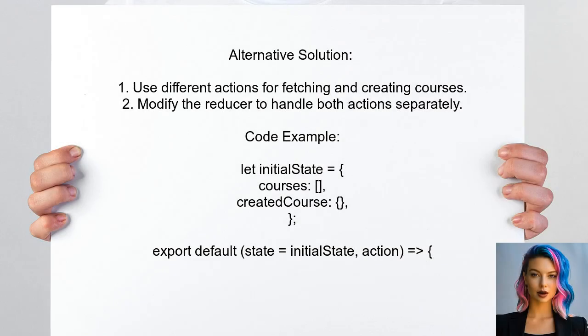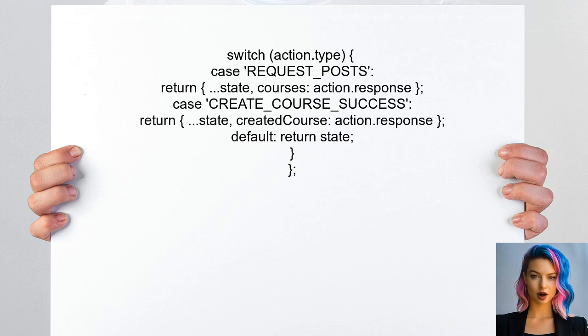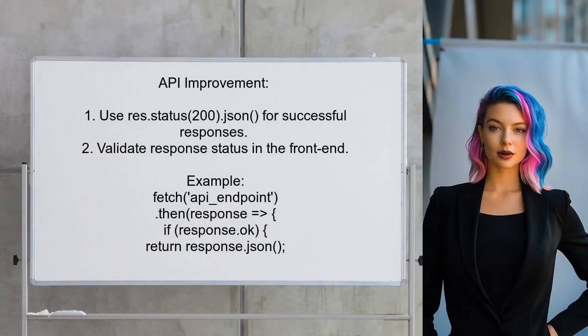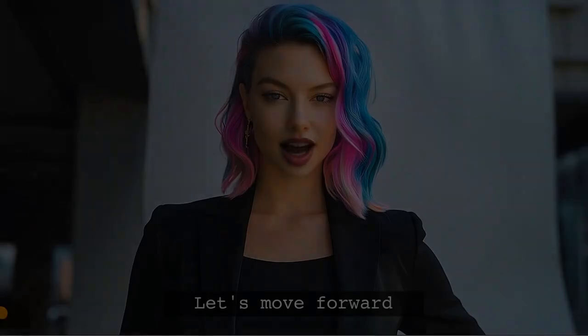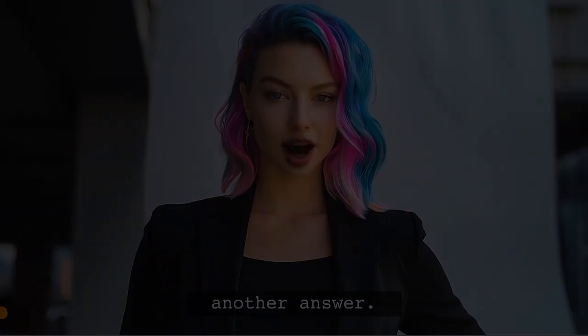An alternative approach suggests that the issue arises because you're using the same action, load course, for both fetching courses and creating a new course. When you create a course, the API returns an object which doesn't have a map function, leading to the error. The user also recommends using res.status(200).json in your API to ensure a proper response structure. This way, you can differentiate between fetching courses and creating a new course. Let's move forward and look at another answer.